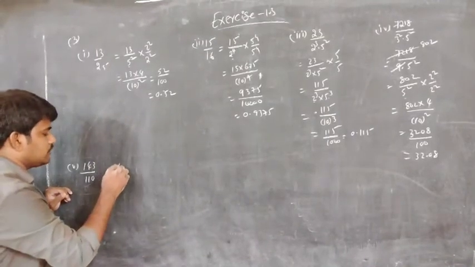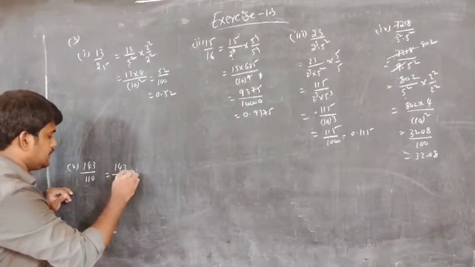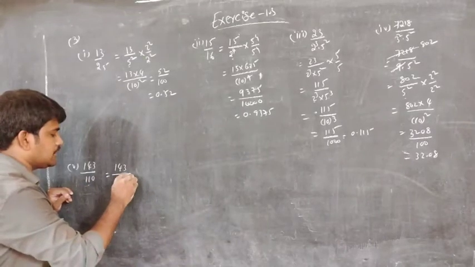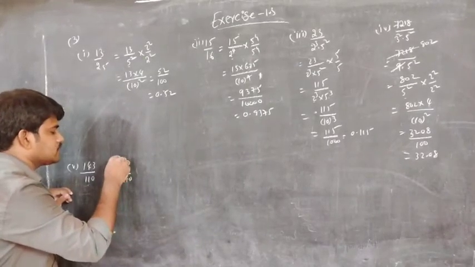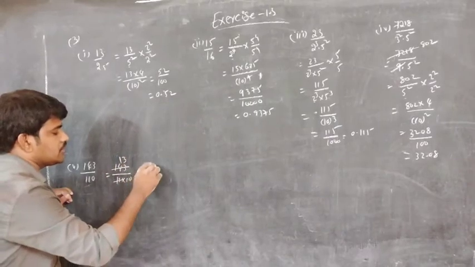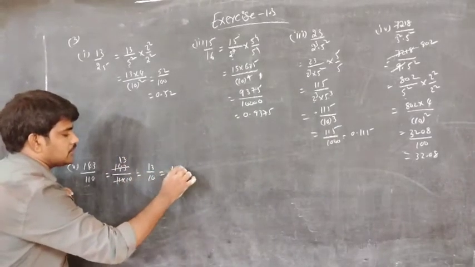Next one, 143 by 110, which equals 143 by 11 into 10. So 11 is cancelled here. How many times? 13 times. So 13 by 10 equals 1.3.